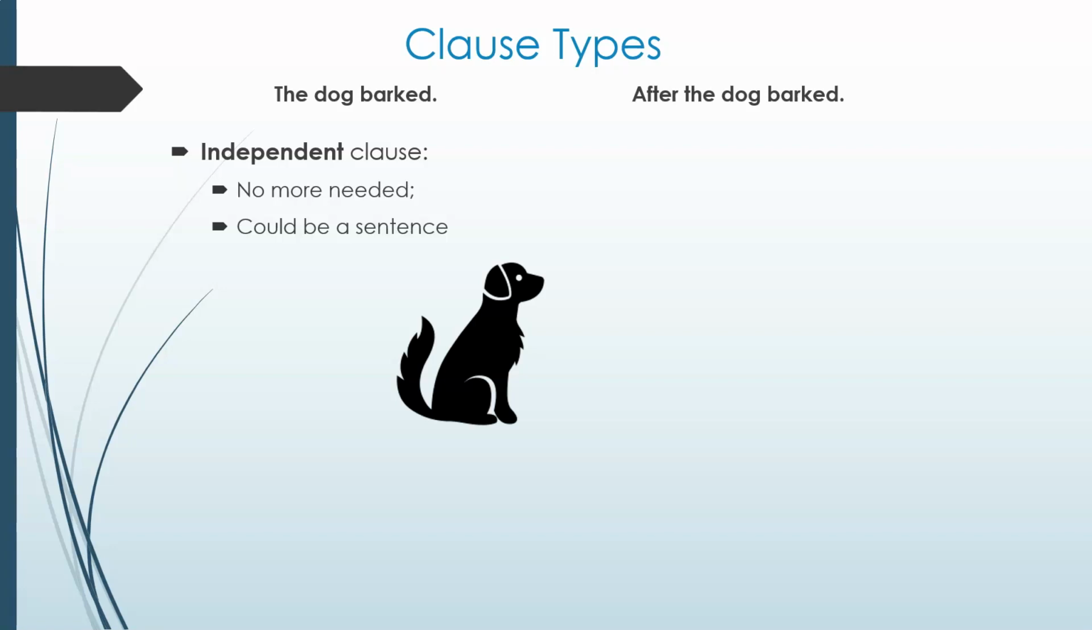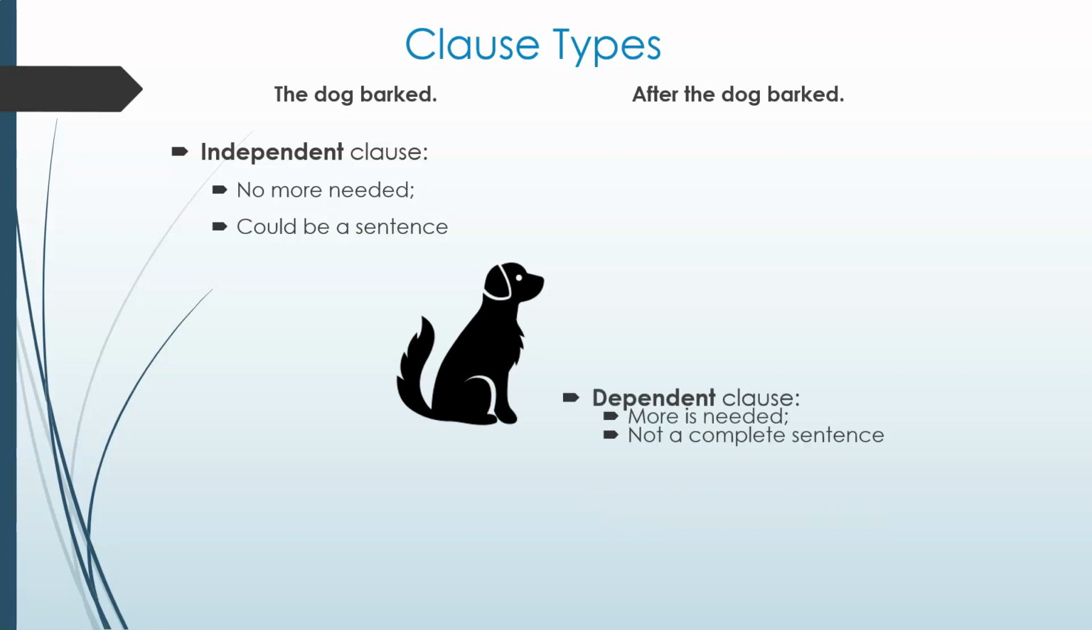On the other hand, after the dog barked is missing some information. In order for it to be a complete thought, we need to know what happened after the dog barked. The conjunction after is joining or relating it to something, so that something needs to be present for the sentence to be complete. After all, it's connecting two things in a chronological relationship, but it only has one thing to connect, the one that happened second.